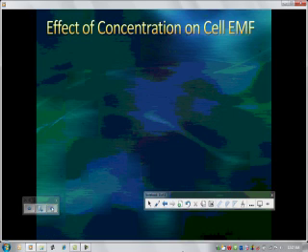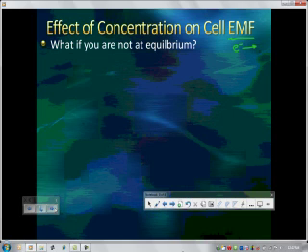You guys know how to work with KEQ and change that from delta G to KEQ. So let's look at another topic, the effect of concentration on your cell EMF. Remember, EMF is the electromotive force which is required to move electrons, and without electrons moving, we have no electricity. So we've got to be able to move electrons.